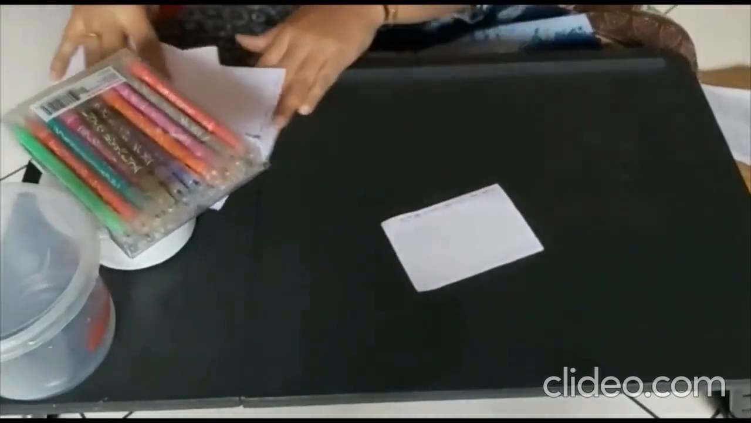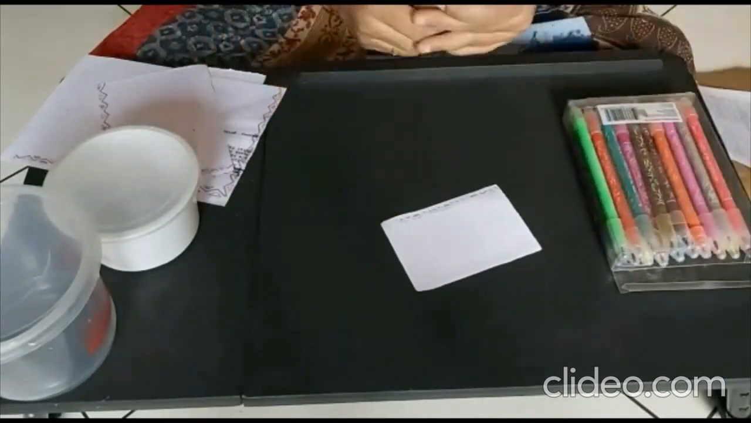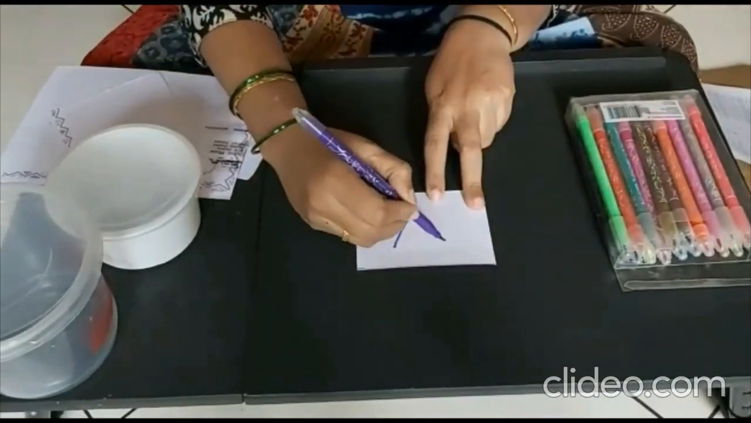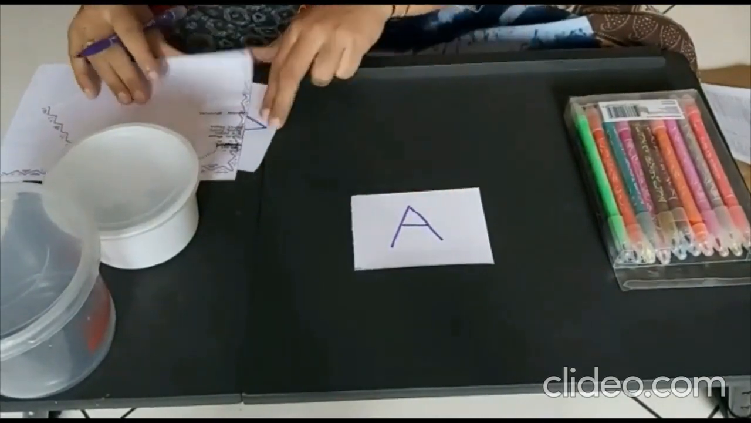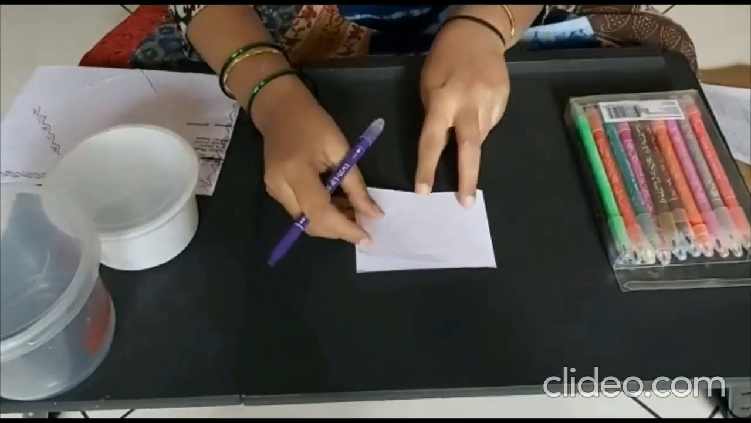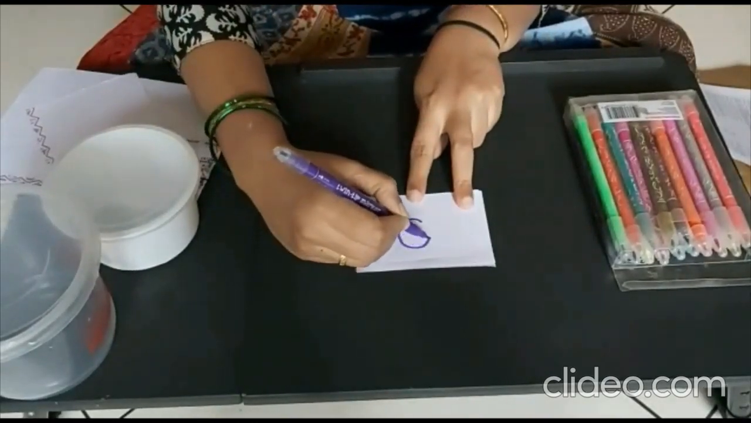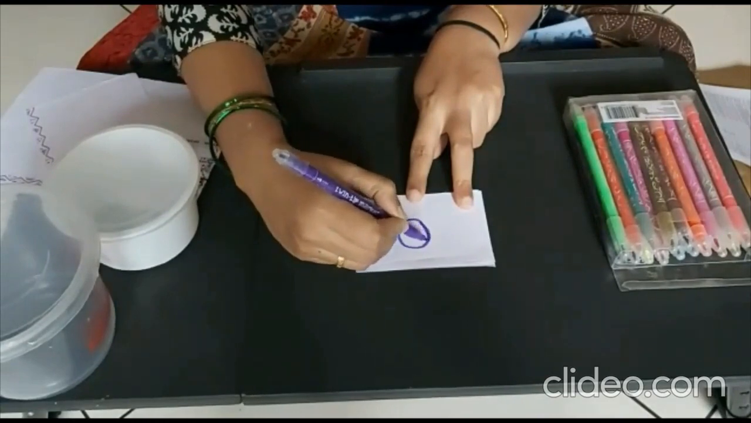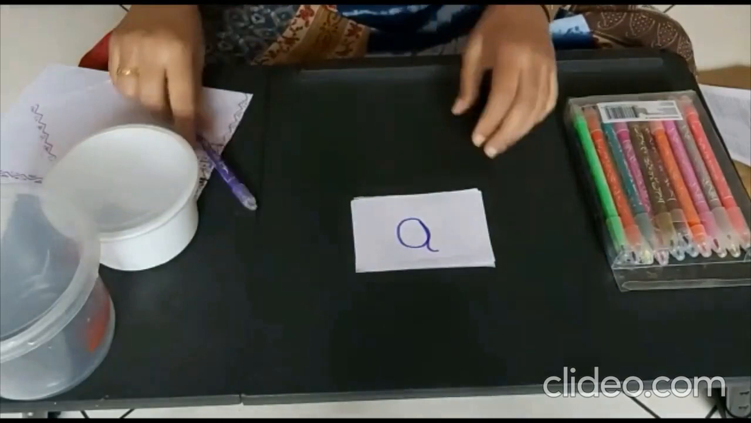Now, you know what you have learnt in the class today? You had learnt letter A. Capital letter A. Yes? You can write small letter A. Yes? Your chit is ready.